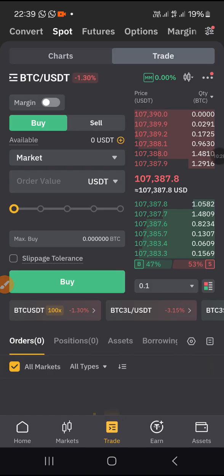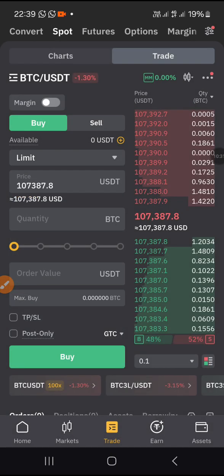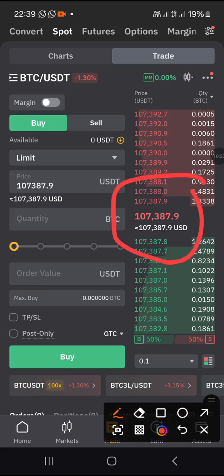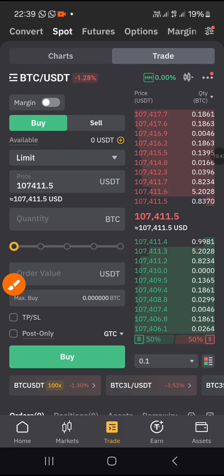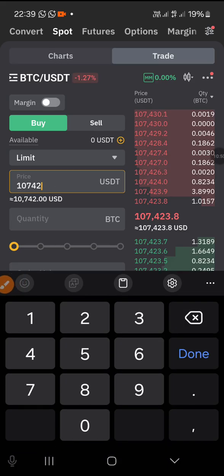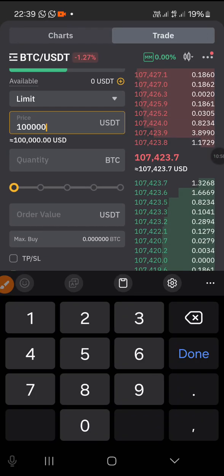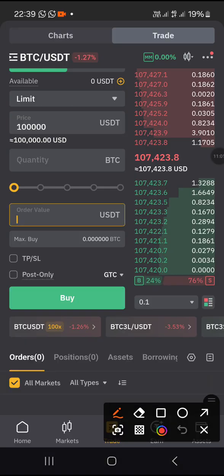So if you choose limit, let's first start from the limit. Let's say this particular BTC is currently at $107,387.9, and you want to buy below this market rate, so you come to this place and edit this price. Maybe you want to buy it at 100,000, and you come to this place to input your volume.